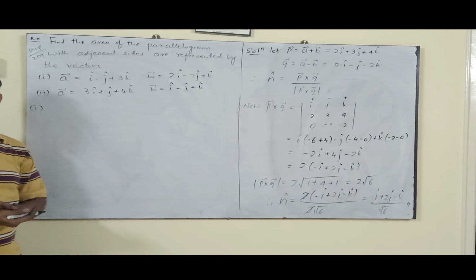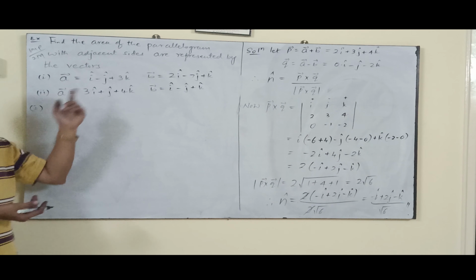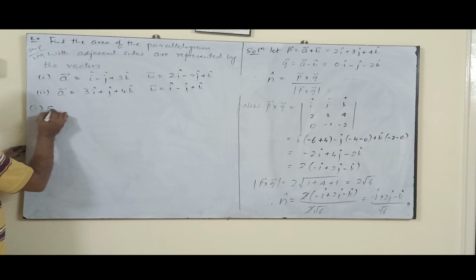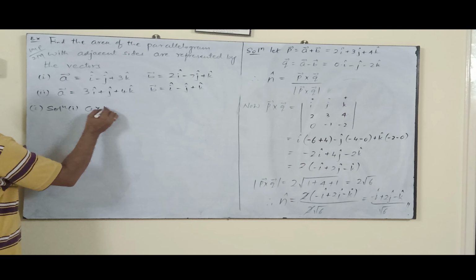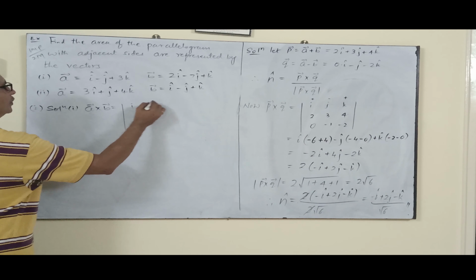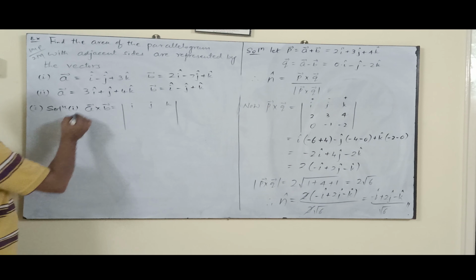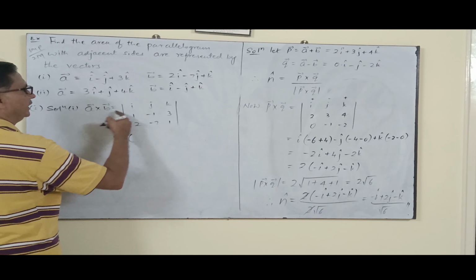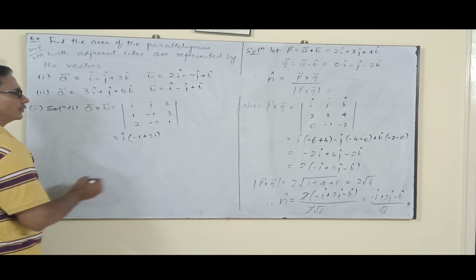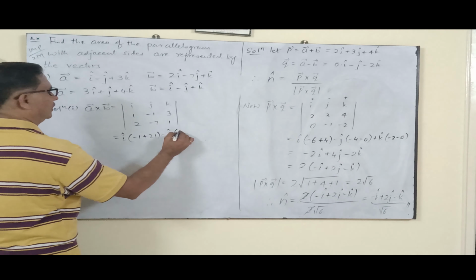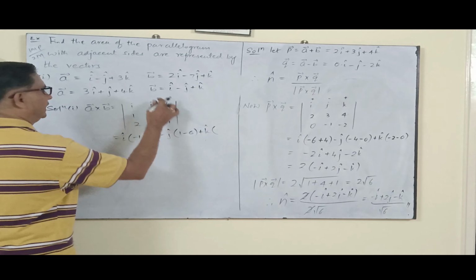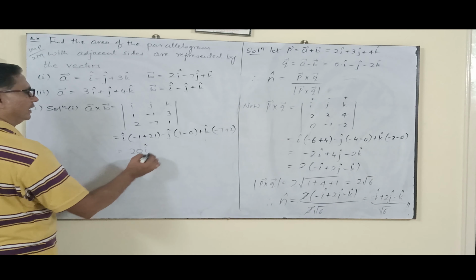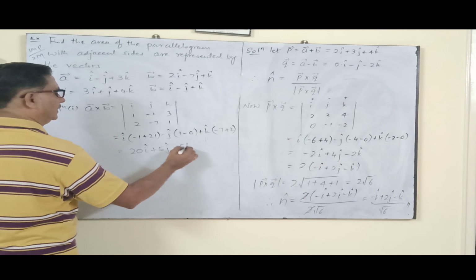You know that the area of a parallelogram with 2 adjacent sides A and B is given by the formula: what is the area of the parallelogram? That is the magnitude of A cross B. Now here, first find A cross B for the first problem. By the definition of cross product, determinant i, j, k, coefficients in vector A are 1, minus 1, 3, and vector B 2, minus 7, 1. Expand it: i into minus 1 plus 21, minus j into 1 minus 6, plus k into minus 7 plus 2.